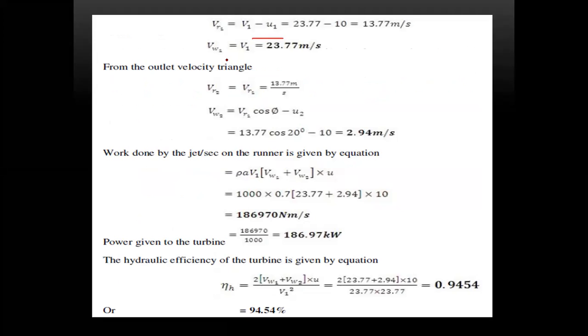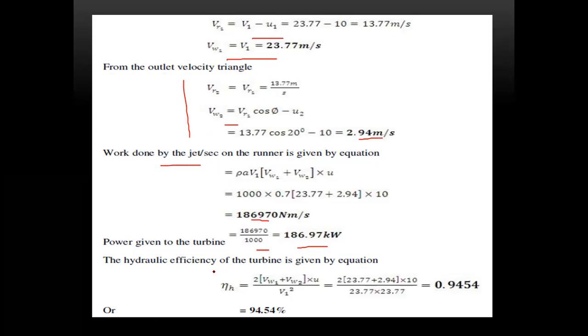Now, upon solving, we got the value of V1 is equal to 23.7. Now taking from the outlet velocity triangle, VR2 is equal to VR1 divided by S. VW2 is equal to VR2 cos phi minus U2. This is the answer. Now work done per jet per second is equal to rho into A into V1 into (VW1 plus VW2) into U. So finally the work done is this one. Now the power divided by 1000, the power is 186.